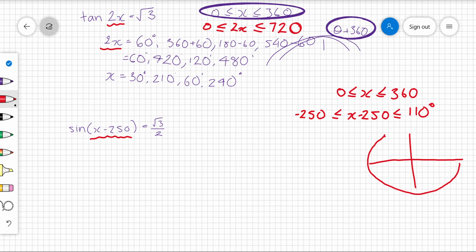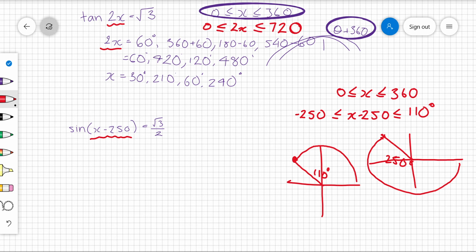And in the positives, let's do that separately over here. We're going from 0, 90, up to 110. So we're only going up to somewhere here. So we just have to be a bit careful in these quadrants where we haven't gone right to the edge of the quadrant. So I should really label it. So here we're looking at 110 degrees. Here we're looking at negative 250 all the way around, just so I can remember that.